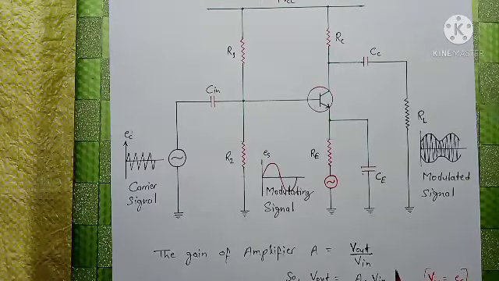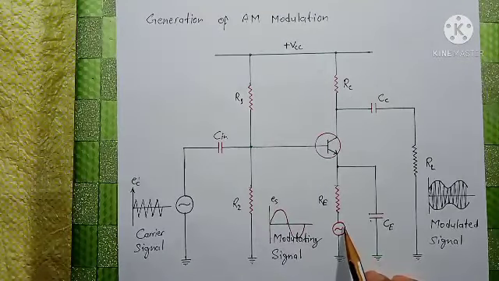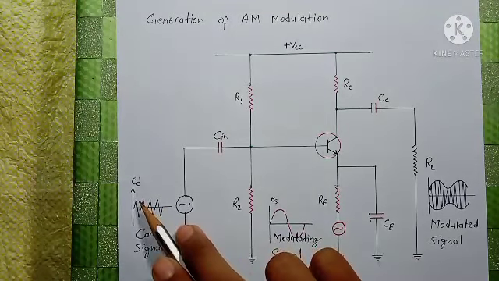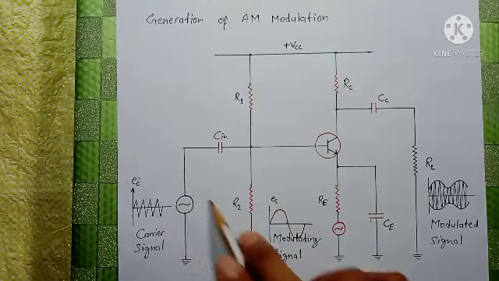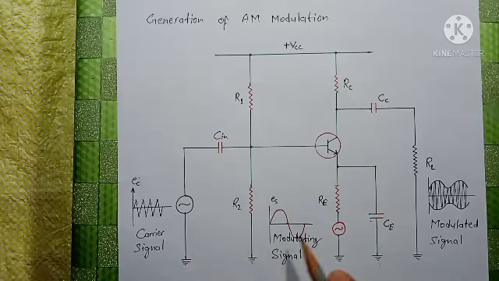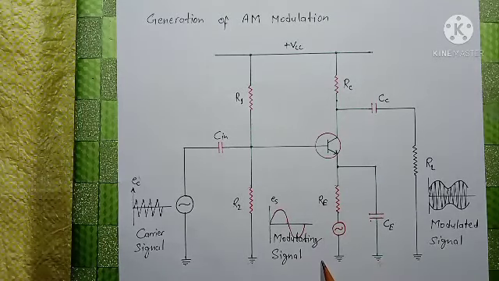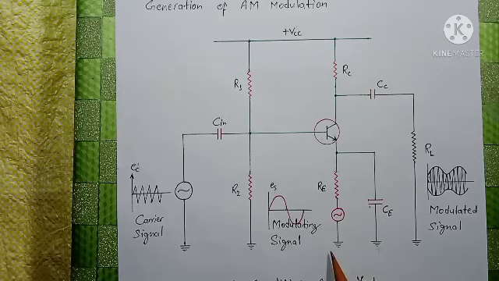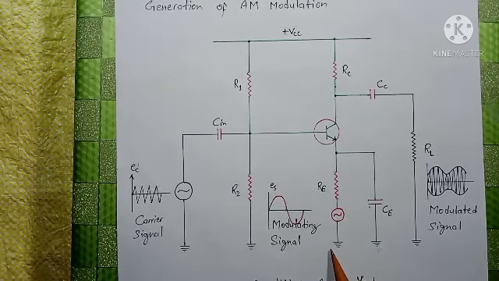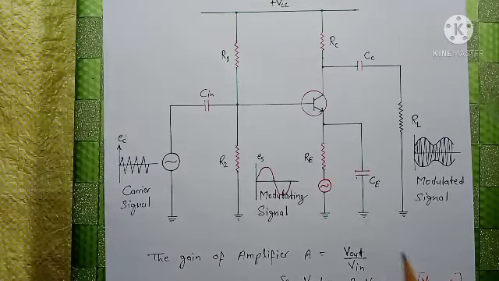The carrier signal Ec is applied at the input side of the amplifier, and the modulating signal Es is applied in the emitter resistance circuit. The amplifier circuit amplifies the carrier by the factor A. So the output is A Ec.